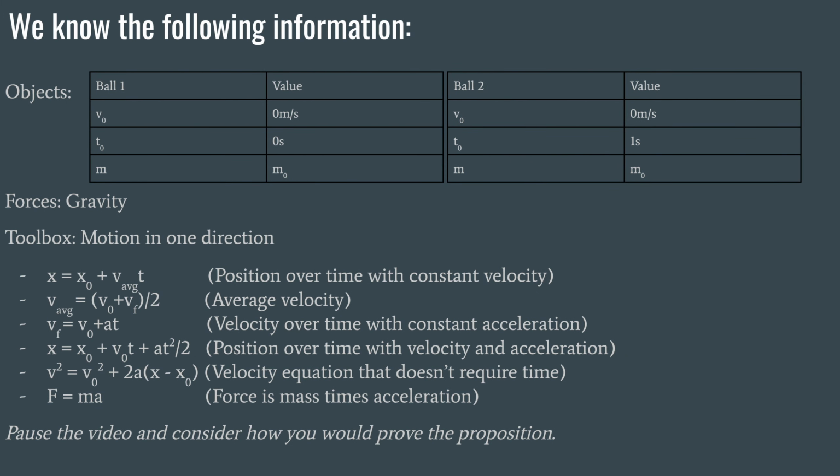We know the following information. There are two identical objects with different release times and an initial velocity of 0. We also know the only force acting in the system is gravity. Furthermore, there are some physics tools regarding motion in one direction we can use. Pause the video and consider how you would prove the proposition.